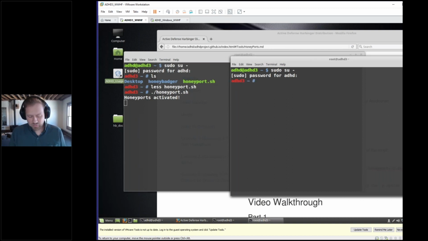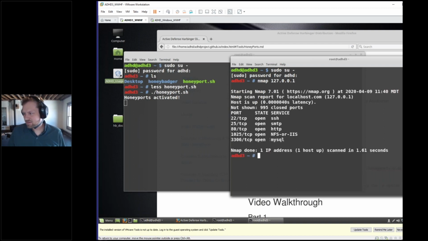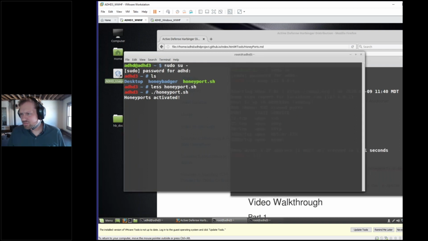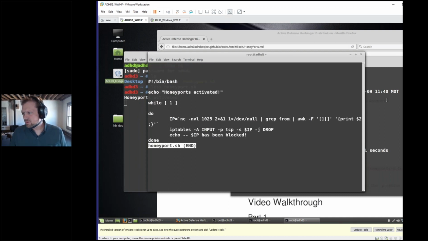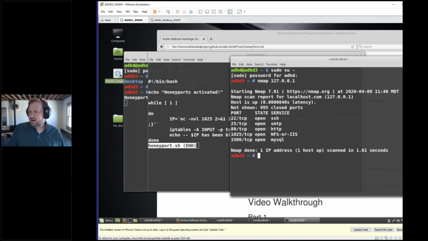So I'm going to become root, and I'm going to do nmap, and I'm going to just do 127.0.0.1. It's going to scan that, and we're going to see our port is open. What was the port I actually set it to? 1025. All right, good. So you can see 1025 is open.